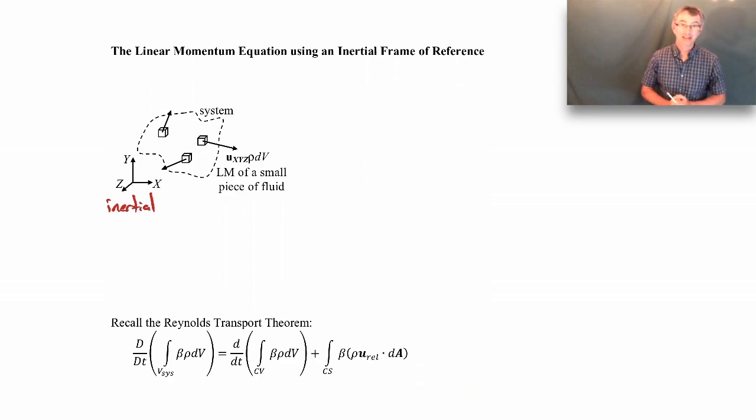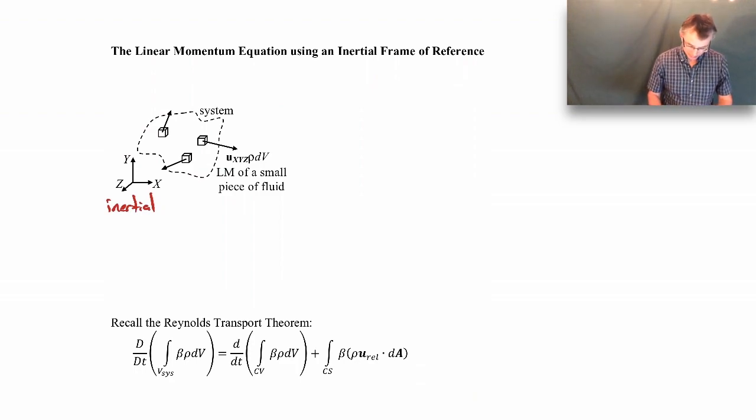What that means is that it's not accelerating. So it's either fixed in space or it's moving in a straight line at a constant speed. Both of those are non-accelerating. That means it's inertial if it's not accelerating. In a different lecture, we'll focus on non-inertial frames of reference, but here it's inertial.